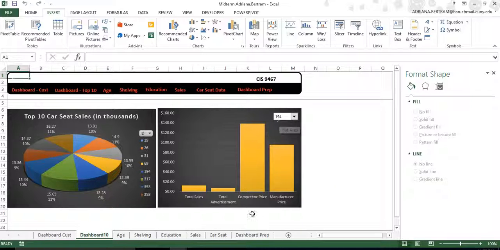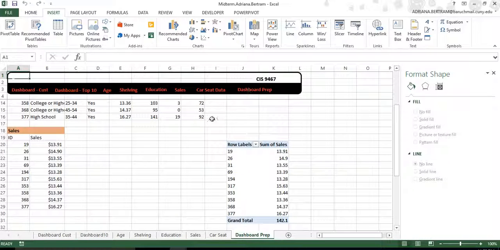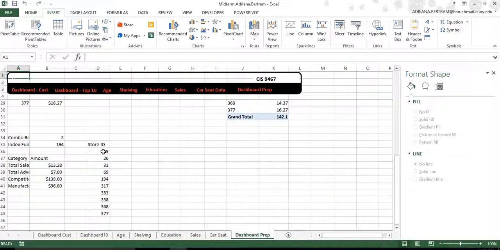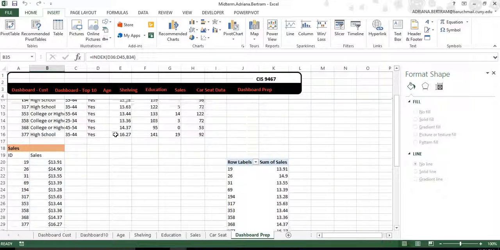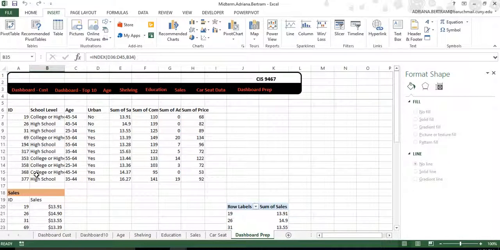Here, this basically takes a particular location and does a VLOOKUP, as you can see here, based on whichever location I'm looking at. So for instance, 194 is a store location. It does a VLOOKUP off of this table here to see the different metrics. So for instance, here we have 139 for the competitor price, but 7,000 was spent on the advertisement.